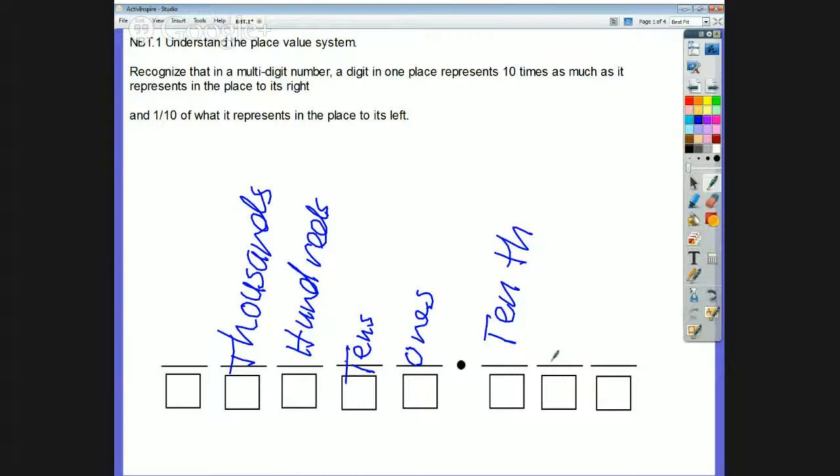We want to talk about the relationship between each of these places. And I'm going to draw you an illustration to discuss that relationship. The standard says this: recognize that in a multi-digit number, one digit place, or one place value, represents 10 times as much as it represents in the place to its right. So let's break that down for a second. I'm going to show you exactly what that means.